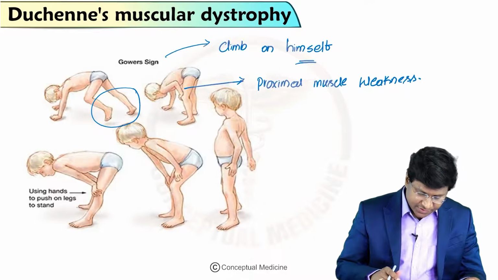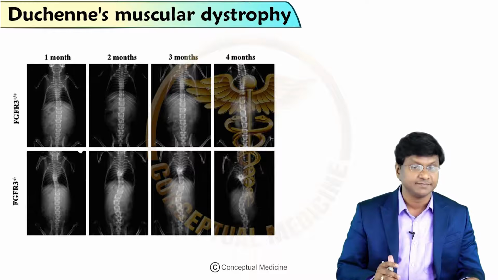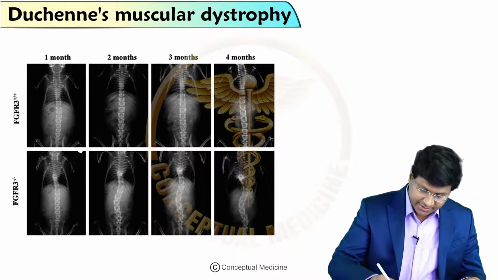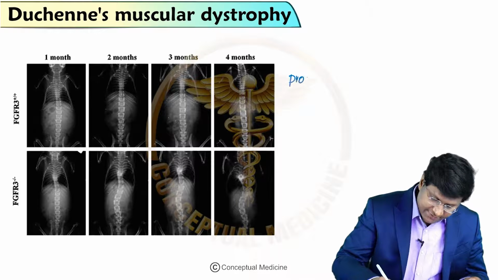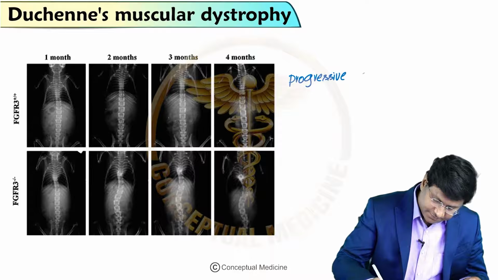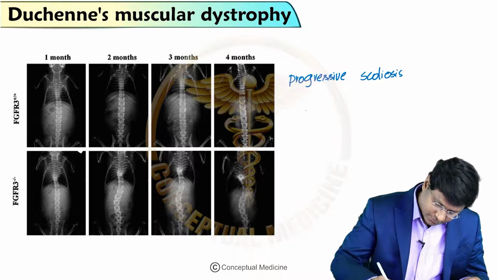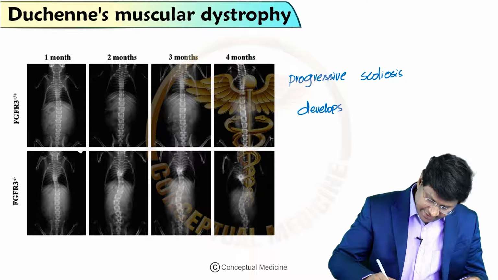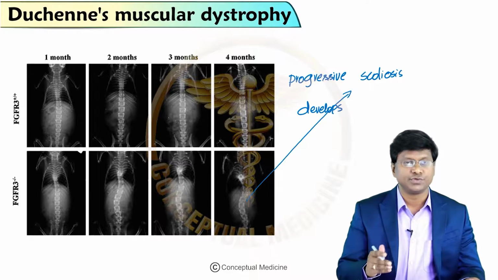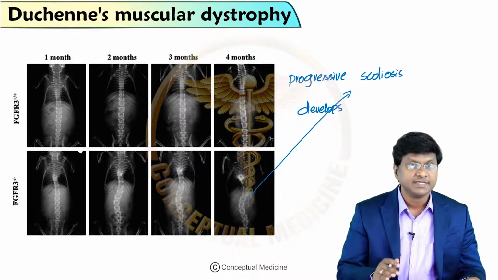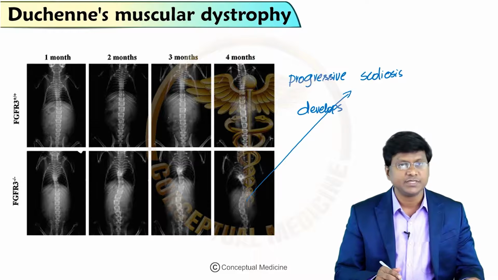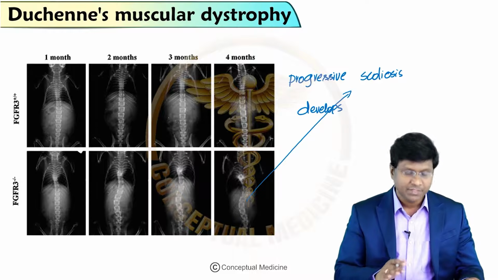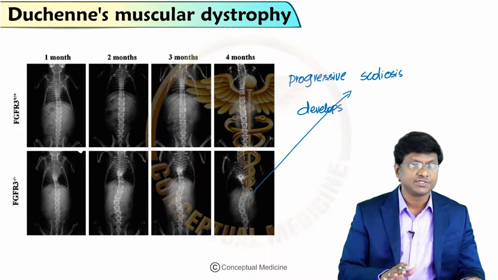And in these individuals, if you observe the spine, gradually progressive scoliosis, that is lateral bending of the spine, will develop in patients with Duchenne Muscular Dystrophy. So these are the clinical manifestations that you will come across.